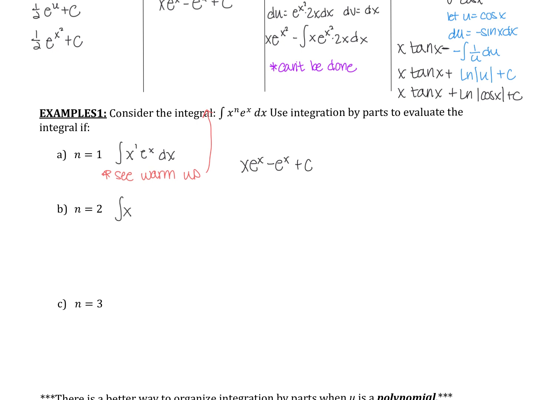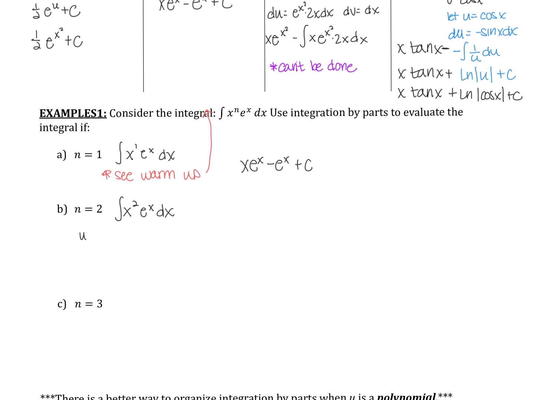So as we get x to the n e to the x dx, and we substitute n for 2 this time, so we get x squared e to the x dx, I want to do integration by parts. So I would like you to try this problem. So hit pause, try it, and then see what you get.